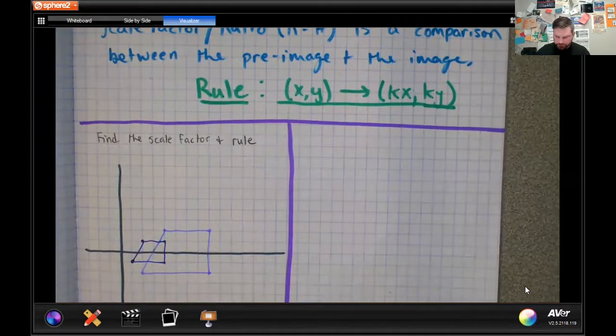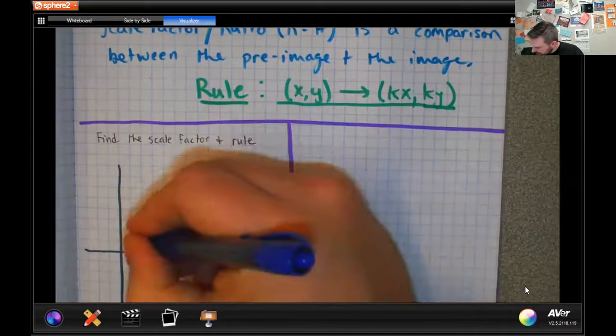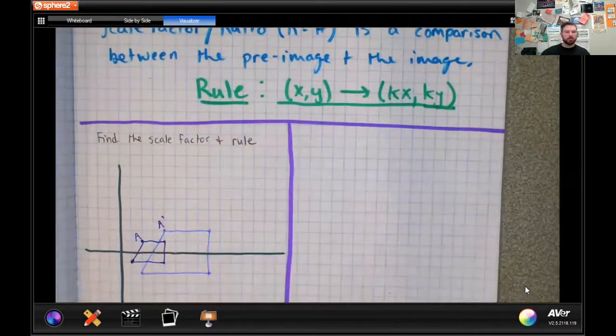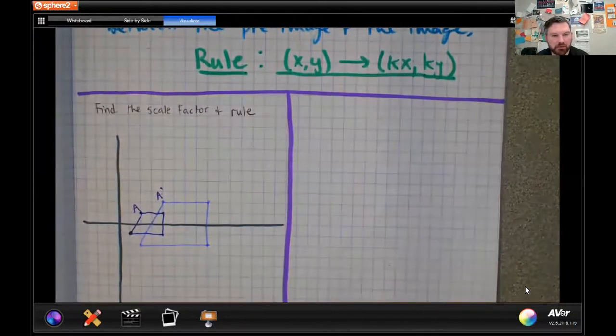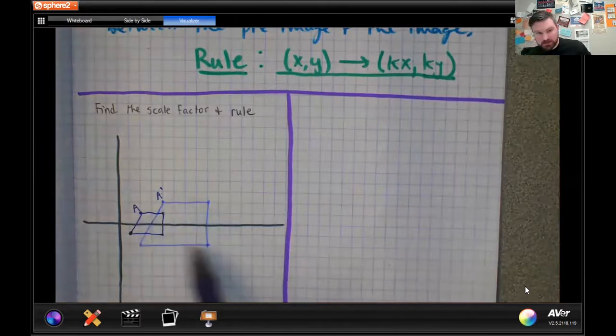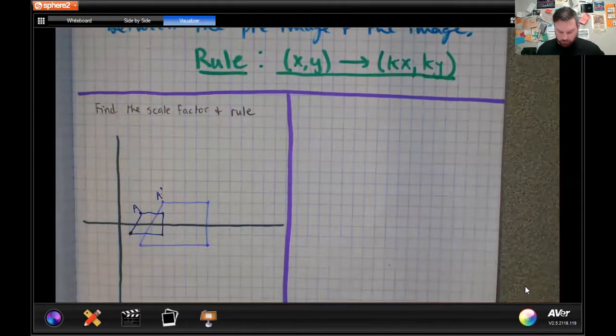Okay, so we're going to say that this is A and this is A prime. A is the pre-image and A prime is the image. Looking at the A shape, it is smaller than the A prime shape. So going from this shape to this shape, it gets bigger, and the only way to make those numbers bigger is to multiply by a larger number.